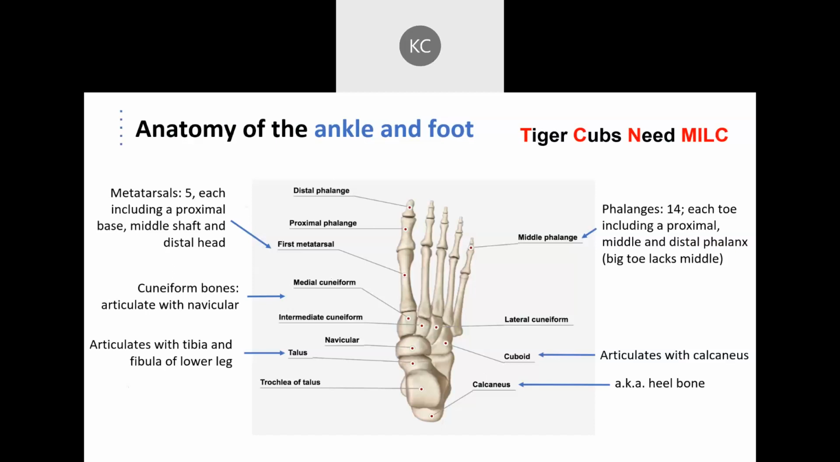The N in need is navicular, that you see right here. So here's our navicular. And then the MILC, the milk, stands for medial, intermediate, lateral. So the MIL stands for medial, intermediate, lateral, and these are cuneiform bones. And then the C stands for cuboid. So the C does not stand for cuneiform, but it's medial, intermediate, lateral cuneiform, and then the C stands for cuboid. Use this mnemonic to help you remember the various bones of the tarsal region.